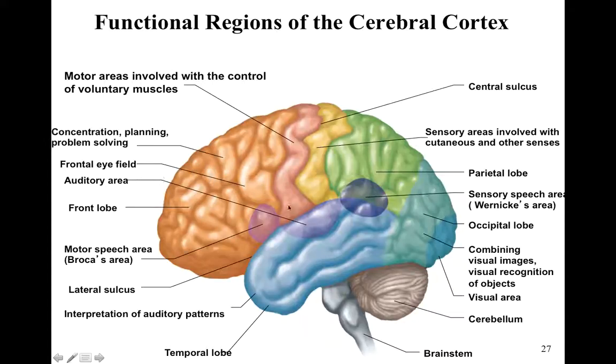Okay. Auditory area. Broca's area is where we have our motor speech. Sometimes people have strokes and they can't speak afterwards, and that's a pretty good indication that Broca's area was injured. Not surprisingly, in the temporal lobe, we've got where we interpret auditory patterns. Now remember, temporal lobe, your ears are right here. So it's a good thing that's right there.